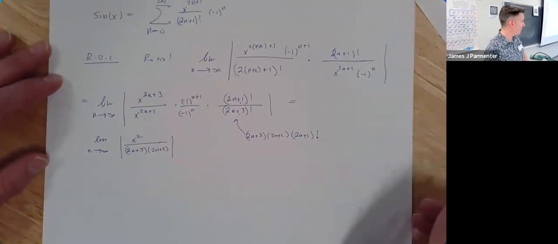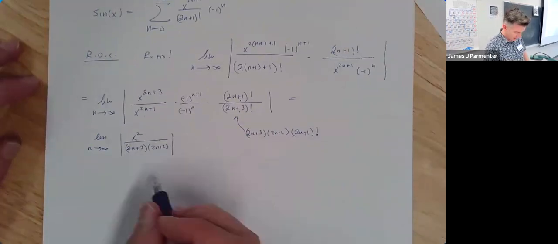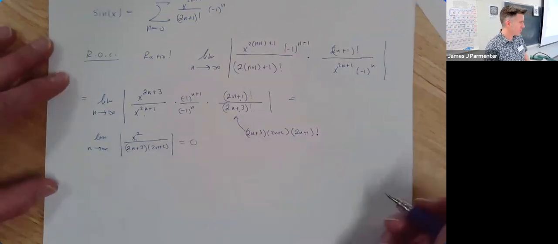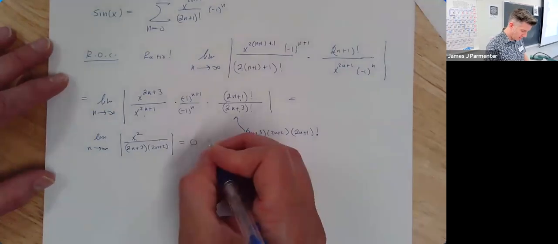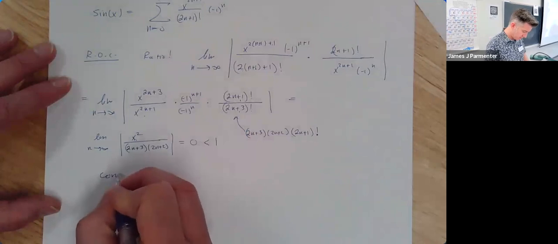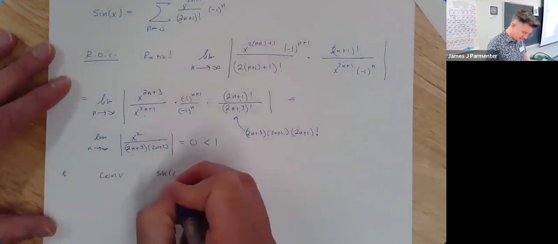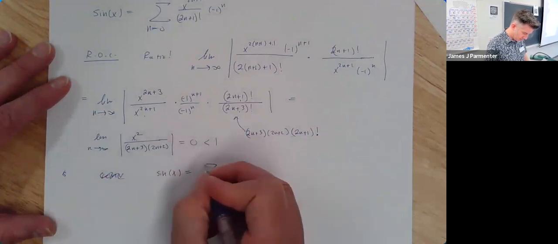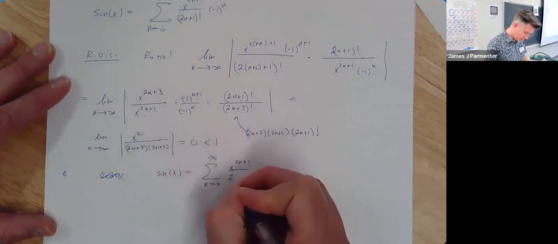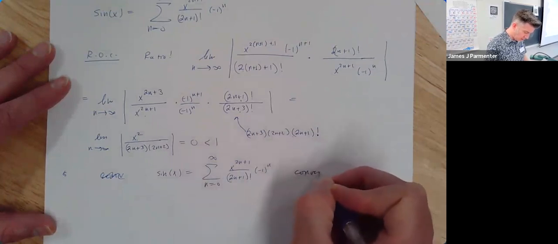And then as n goes to infinity, you're going to have x squared divided by infinity. And x squared is a real number, so a real number divided by infinity is going to be 0. And this is always less than 1 for any x. So this converges. So I should say sine of x equal to the sum from n equals 0 to infinity of x to the 2n plus 1 over 2n plus 1 factorial times negative 1 to the n, converges for all values of x.